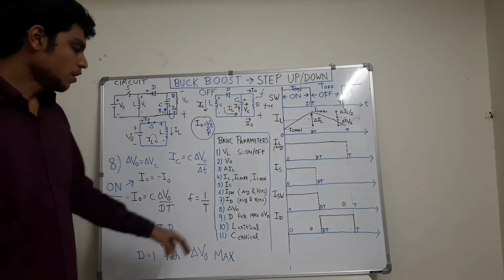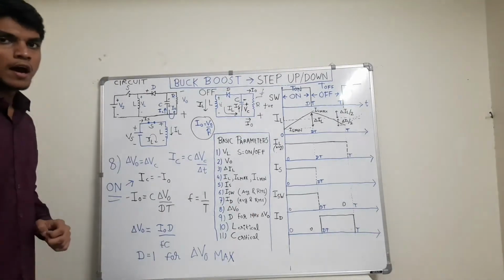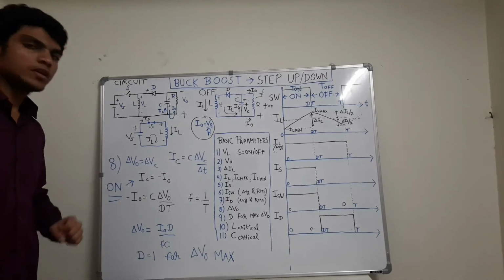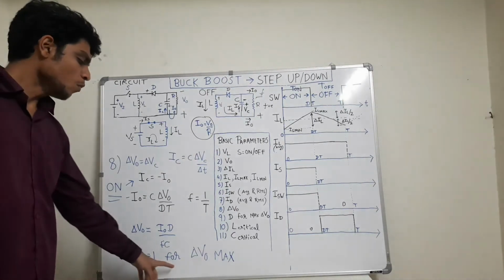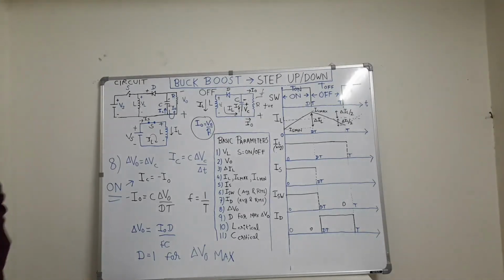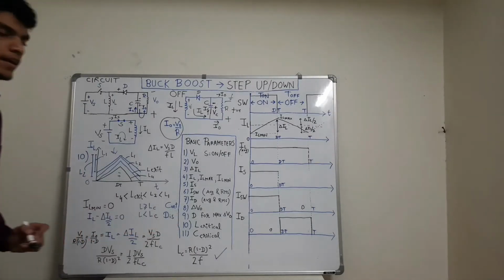Now for the maximum value of the output voltage ripple del V naught, the value of the duty cycle required will be equal to 1 in the buck boost converter. So the 10th parameter is L critical.